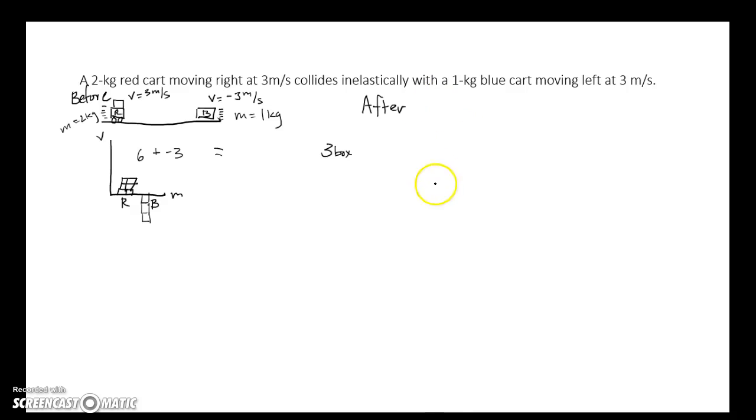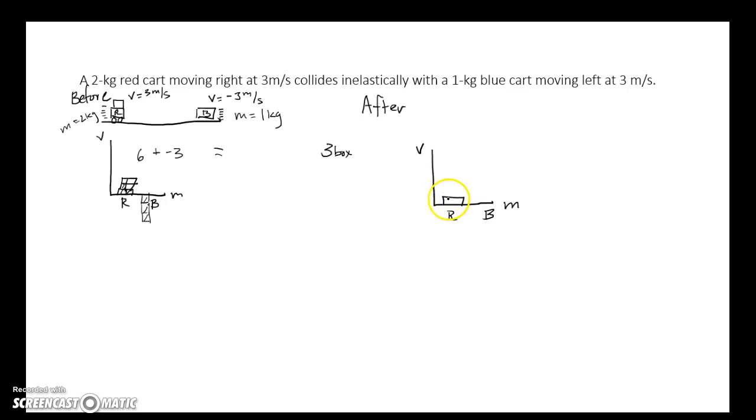So let's draw our bar chart. Remember velocity and mass. Remember the red one is 2 kilograms and the blue one is 1 kilogram. So let's go ahead and cancel these things out. It's one way of doing it. This one is negative, negative. We'll pretty much cancel out this one and this one. We're left over with 3 boxes.